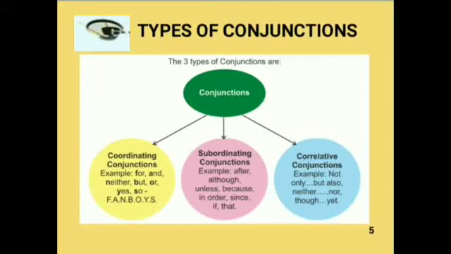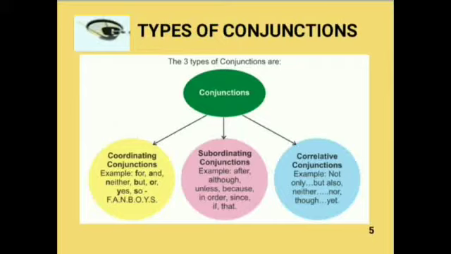Now we'll understand the different types of conjunctions. There are 3 types of conjunctions: coordinating conjunctions, subordinating conjunctions, correlative conjunctions. Some of the examples of coordinating conjunctions are for, and, nor, but, or, yet, so. You can make an acronym from these which would help you further to keep them in mind. So the acronym that we have made is FANBOYS.